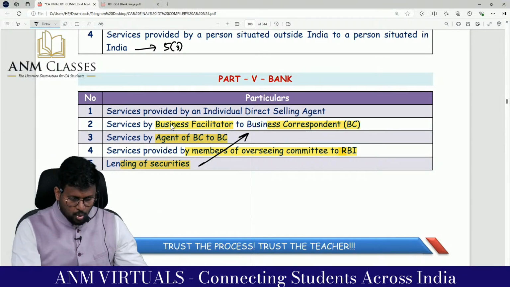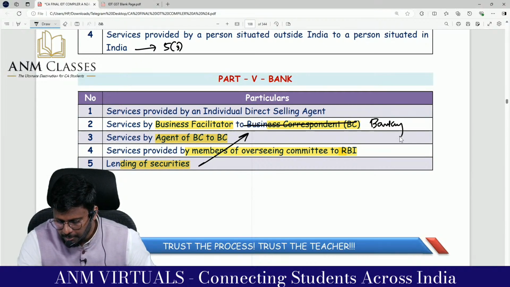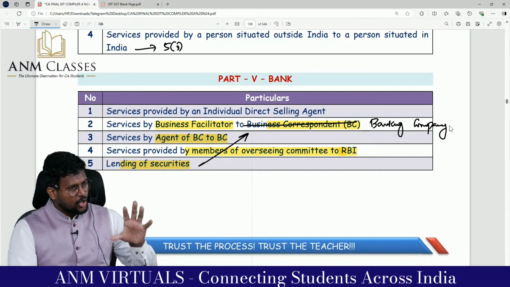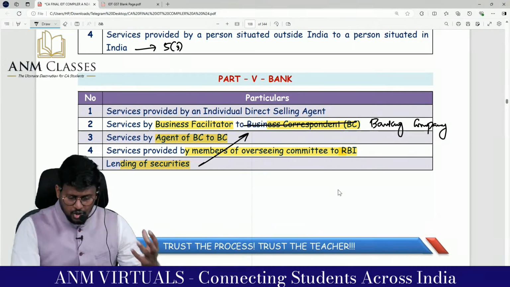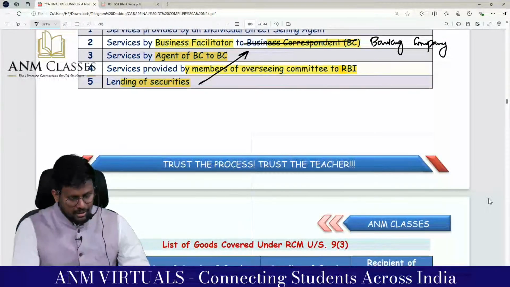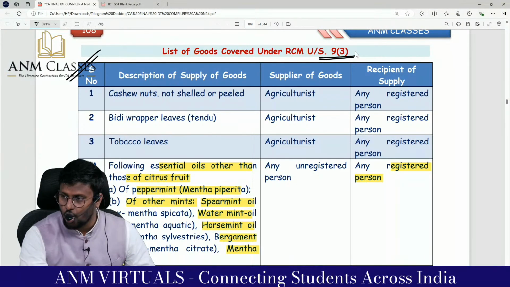Business facilitator to a company, banking company. Are you all really with me? And the next ones are agent of business correspondent to business correspondent. Service provided by members of overseeing committee to RBI. Lending of. We are having, sir, 9(3), sir, or 5(3).